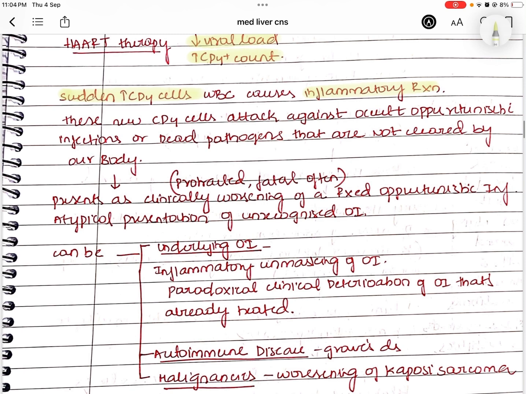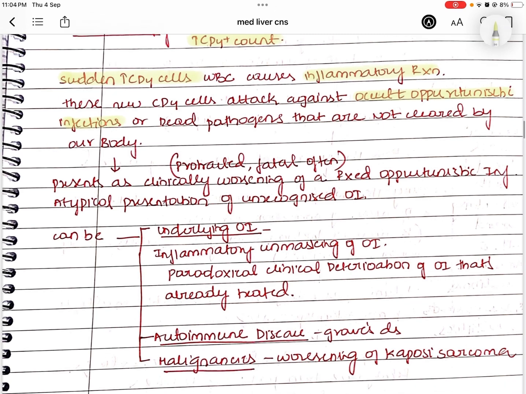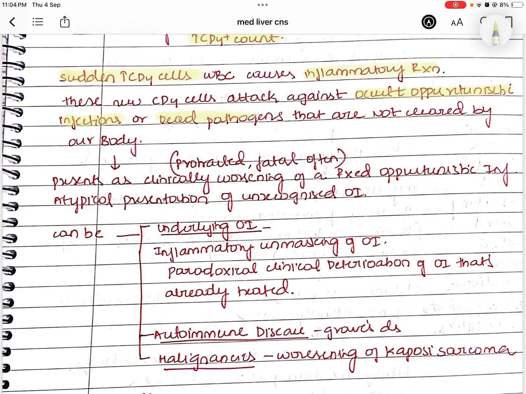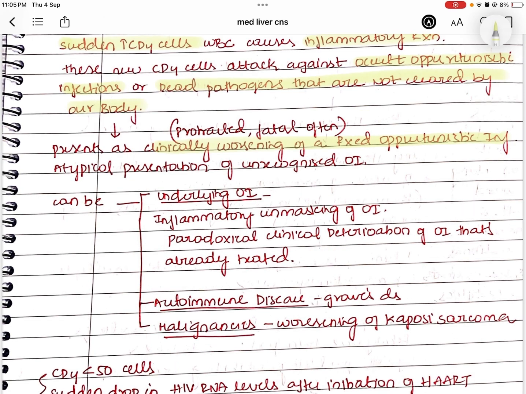So what is happening here? The patient will have some occult opportunistic infection. That means the infection is there in his body, but it is not showing clinically. In that case, the sudden rise of CD4 cells will act on those occult opportunistic infections and cause an inflammatory reaction. Or in some cases, there can be dead pathogens which are still not removed by the body. Again, this sudden rise in CD4 cells will act on those dead pathogens and create an inflammatory reaction.